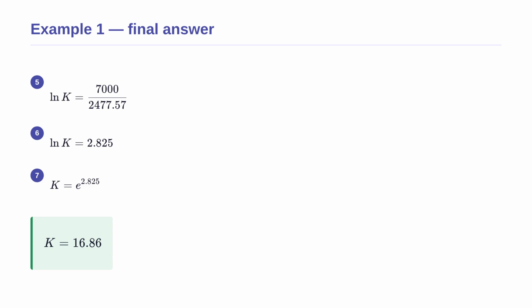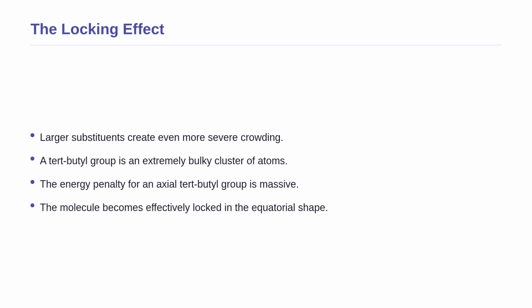Continuing with our calculation, we multiply the gas constant by the temperature in the denominator and cancel the double negatives in the numerator. Dividing these gives us a natural logarithm of 2.825. To extract our variable from inside the logarithm, we take the exponential of both sides. This gives us a final equilibrium constant of 16.86. Physically, this means for every one molecule stuck in the cramped axial position, there are almost 17 molecules relaxing in the spacious equatorial position.